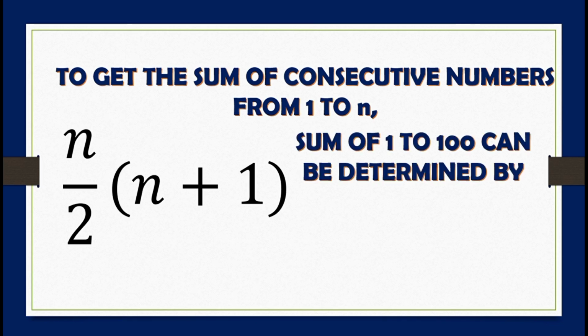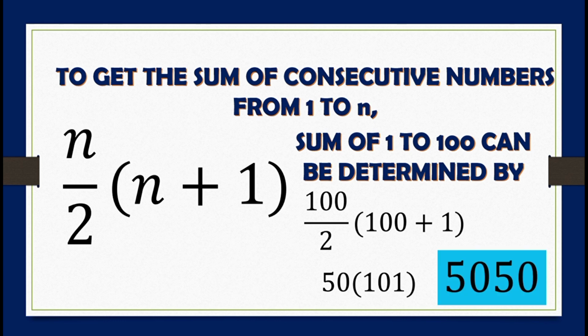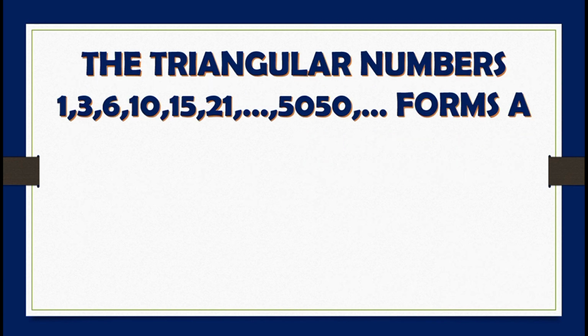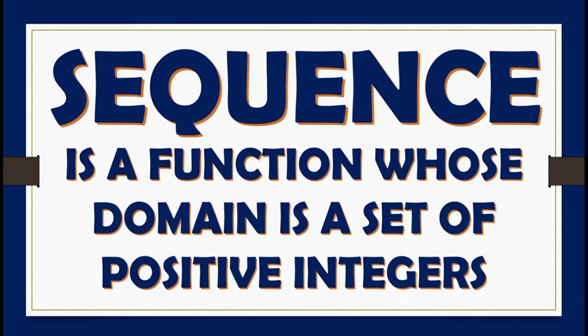So to get the sum of 1 to 100, all we need to do is 100 divided by 2 times quantity 100 plus 1. So we will have 50 times 101 equals 5050. Therefore, the sum of counting numbers from 1 to 100 is 5050. The triangular numbers 1, 3, 6, 10, 15, 21, ..., 5050, ... form a sequence. How do we define sequence? Sequence is a function whose domain is a set of positive integers.